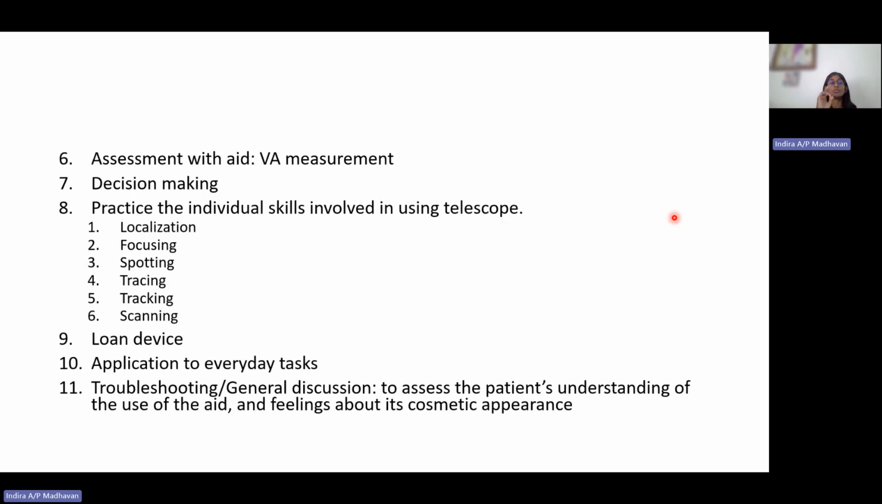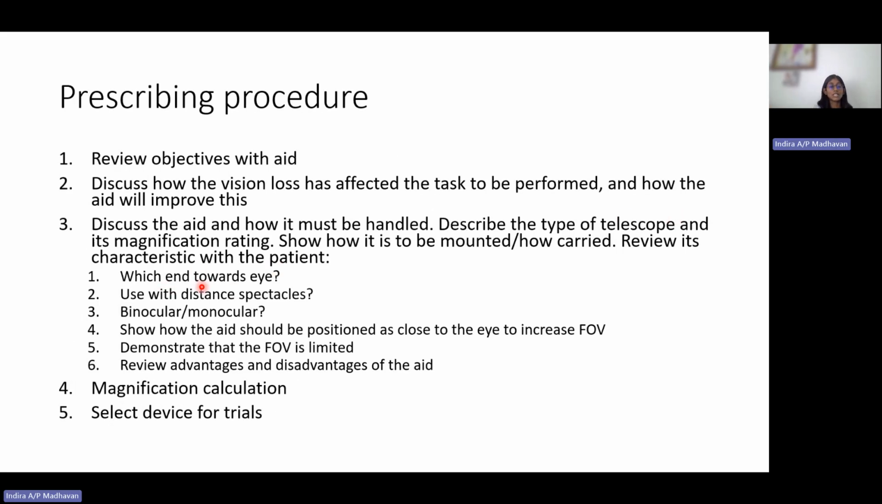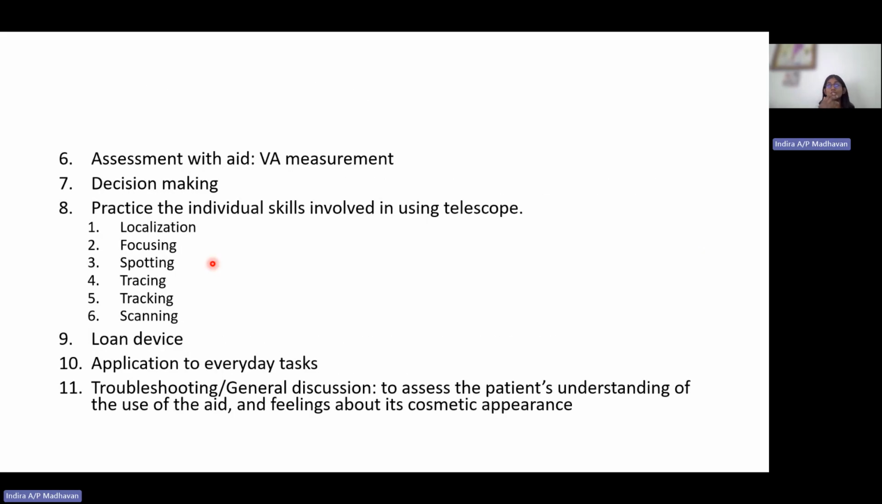And then we do assessment with the aid. How do we do the assessment with the aid? It is very easy. One more thing you have to remember: when you ask the patient to use the telescope, always do the assessment using the better seeing eye, because the calculation is made from the better seeing eye. So assessment with the aid is you measure the VA for the 3 different magnification telescopes.